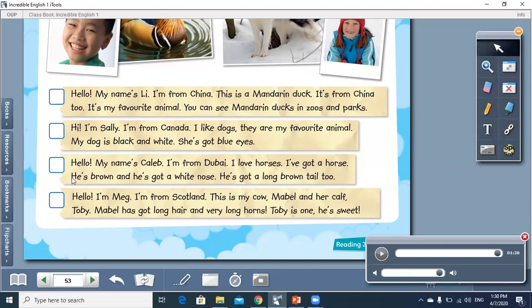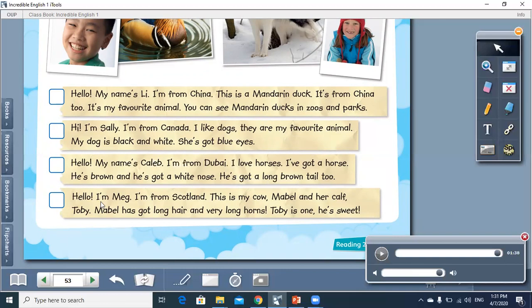He is, because we have the letter H. He's brown and he's got a white nose. He's got a white nose. He's got a long brown tail too. He's got a long brown tail too.